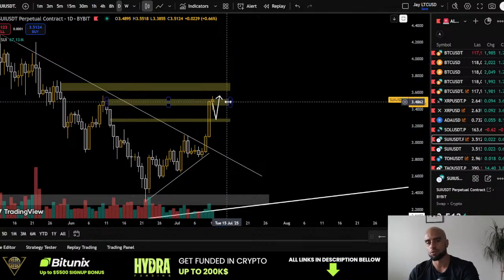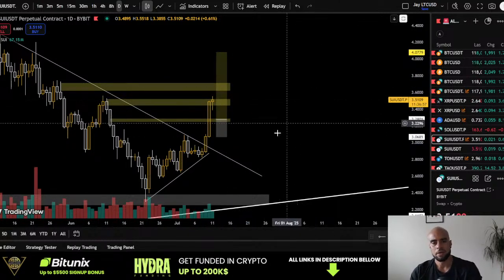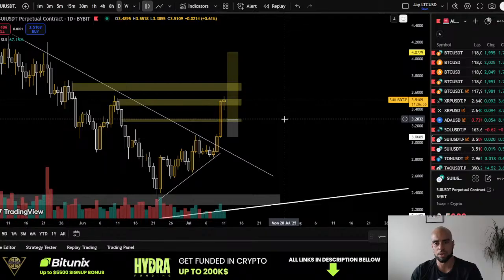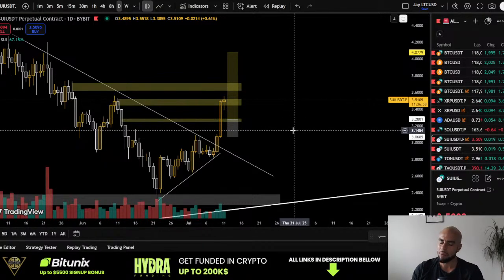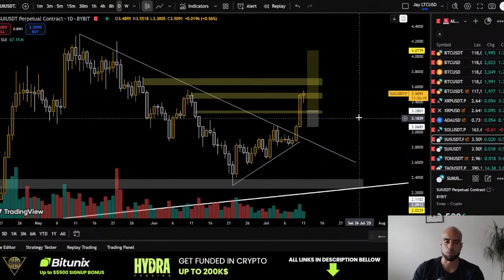Another one is Sui, of course. Sui, I have a play here. If it comes back to 3.28, I want to get in. I'm afraid that I maybe won't see that entry again. We will see. We never know.